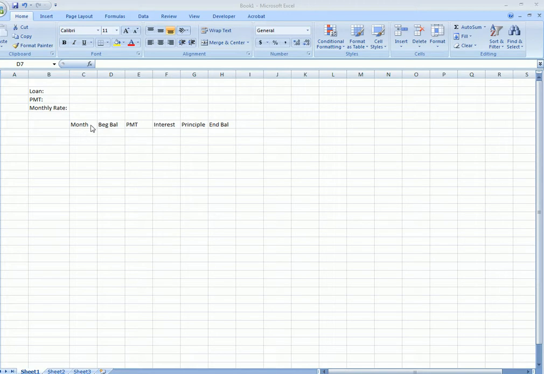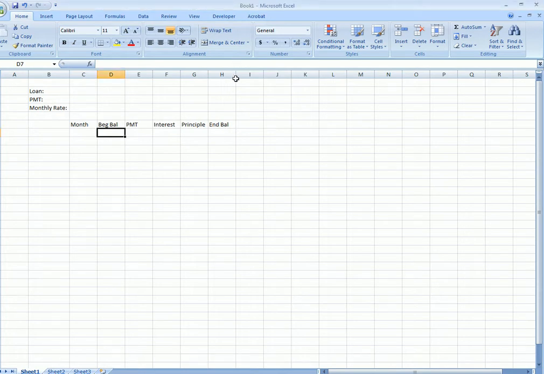Okay, so now down here I'm going to have the month, the beginning balance, the payment, which is a fixed number. That's what we're going to pay per month over the lifetime of the loan, assuming the fixed interest rate. Then we're going to have interest, the principal portion of that payment, and the ending balance.